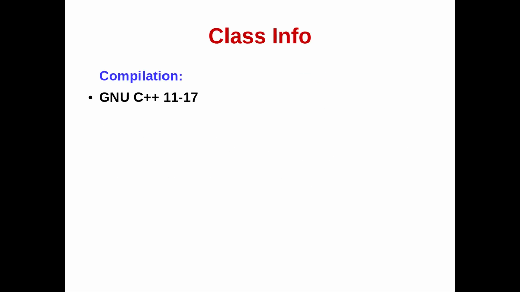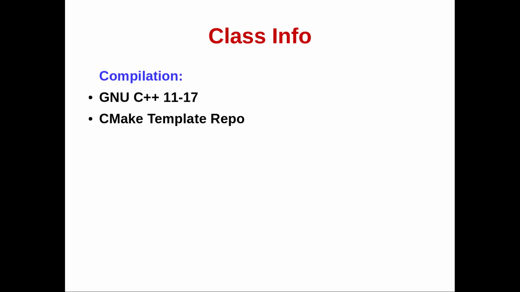Alright, let's go right in. Class info. Now, this is some of the nitty-gritty stuff. We're going to be using GNU C++ 11 to 17 as our tool chain. What does this mean to you? Well, not a whole lot. Because I also did something. I made a CMake template repository.